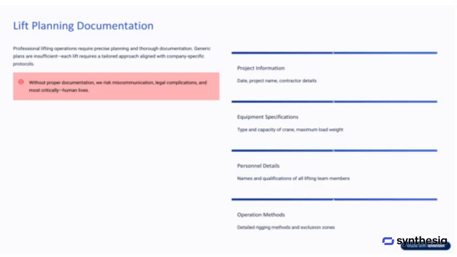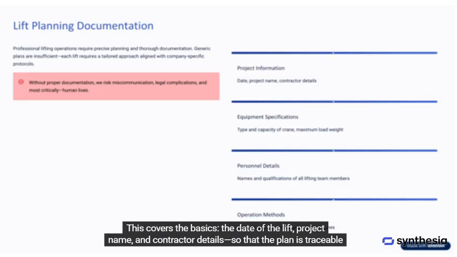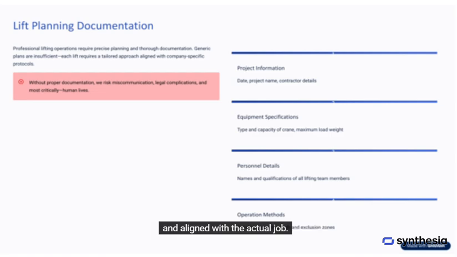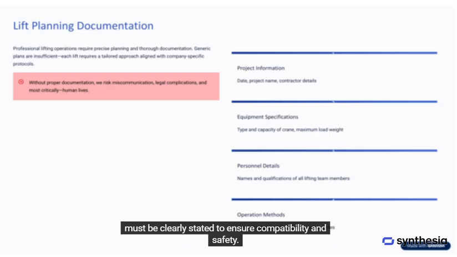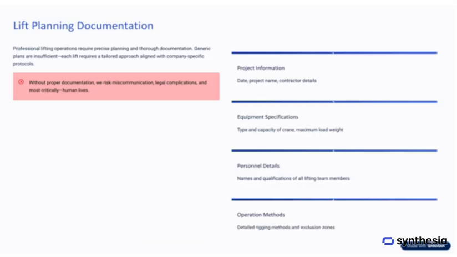A well-prepared lift plan must include 1. Project information. This covers the basics, the date of the lift, project name, and contractor details, so that the plan is traceable and aligned with the actual job. 2. Equipment specifications. Details such as the type and capacity of the crane, the maximum load weight, and any special lifting accessories must be clearly stated to ensure compatibility and safety.